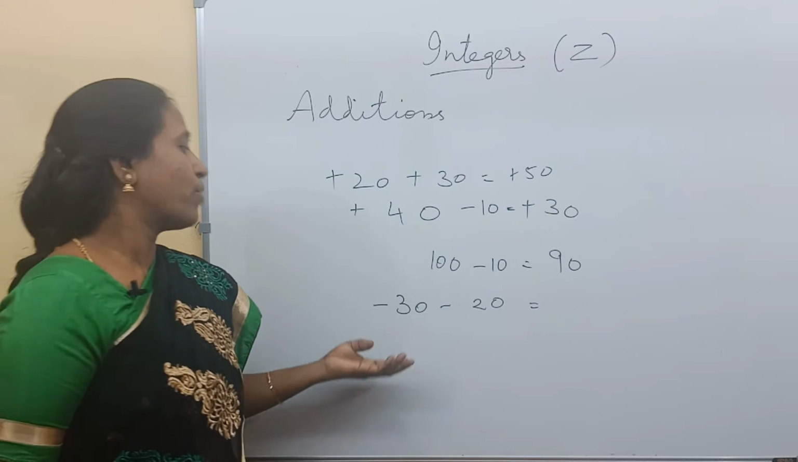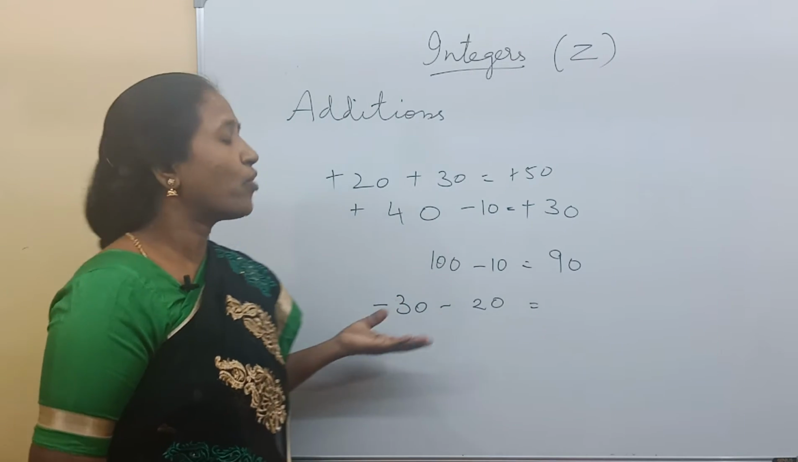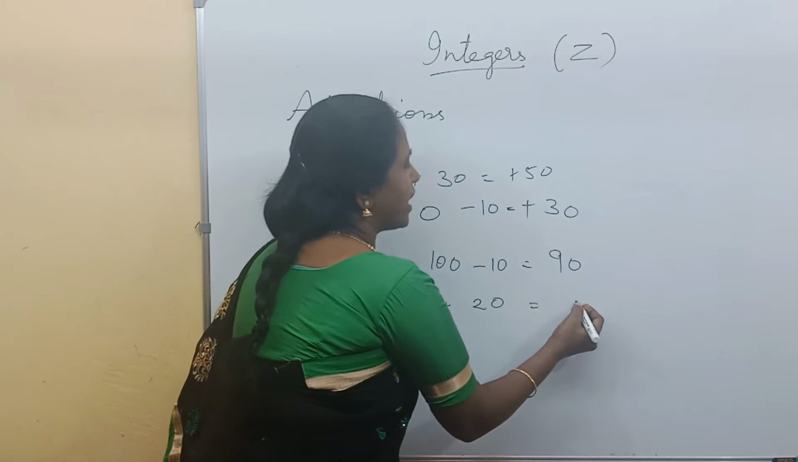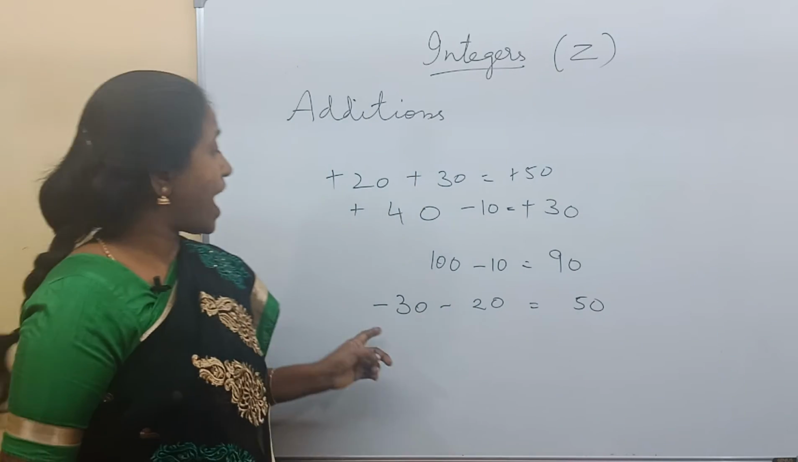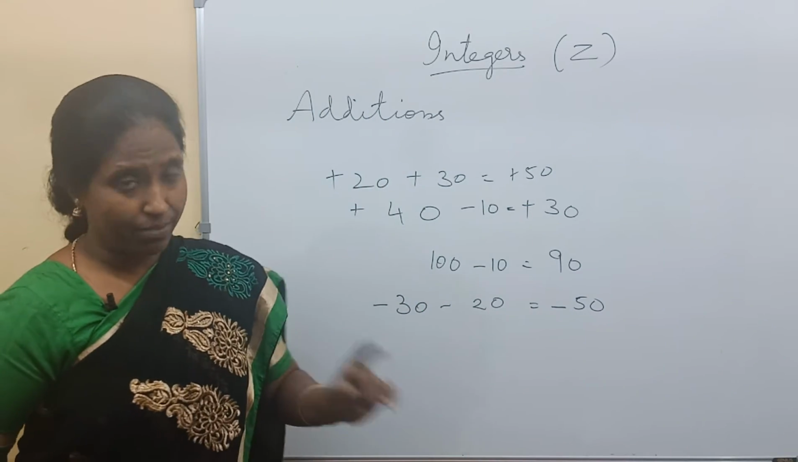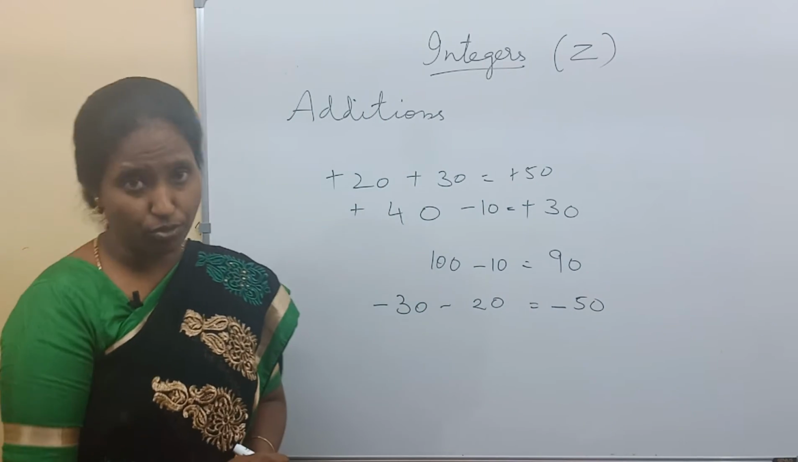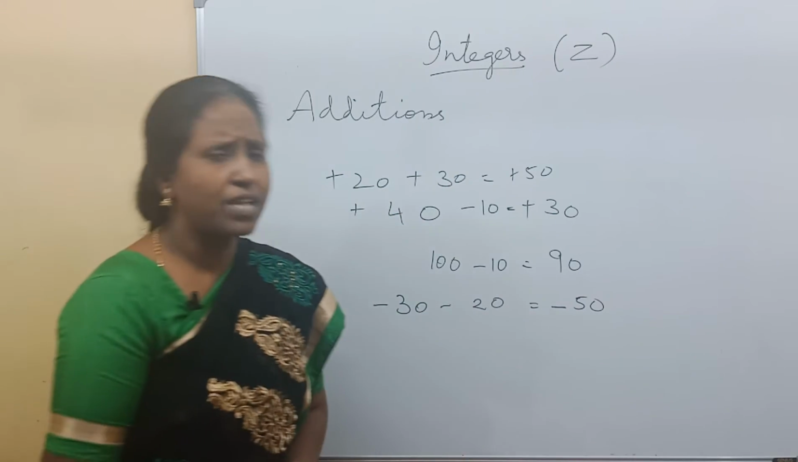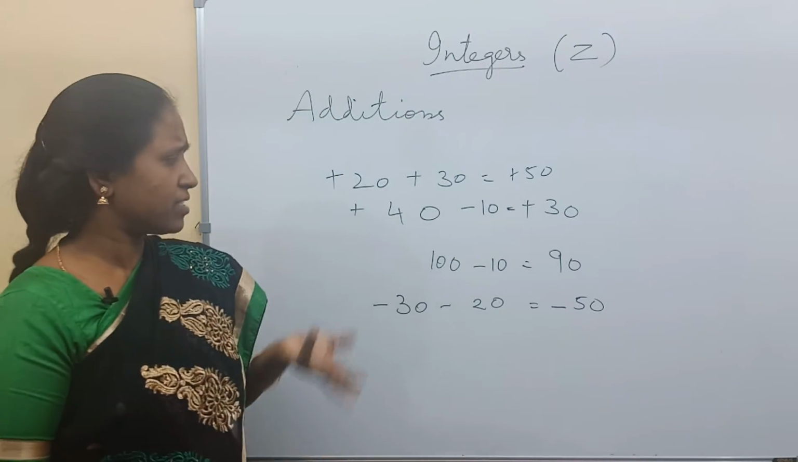That is why when there are two minus, what do you do? You add the numbers. 30 and 20 give you 50, and put the minus symbol without fail. That means you are deficit of 50 rupees. Is that clear?